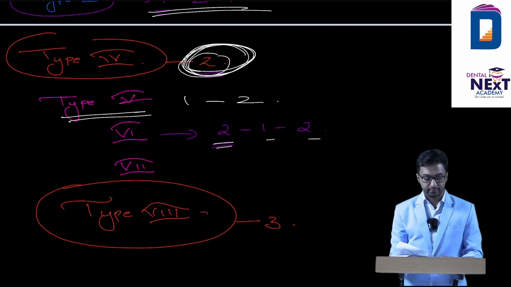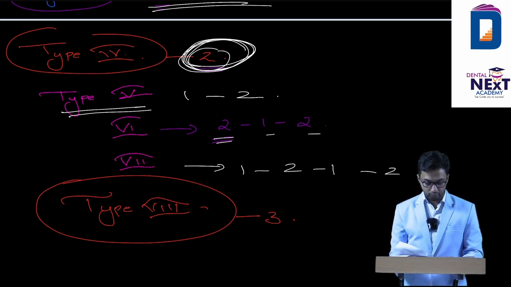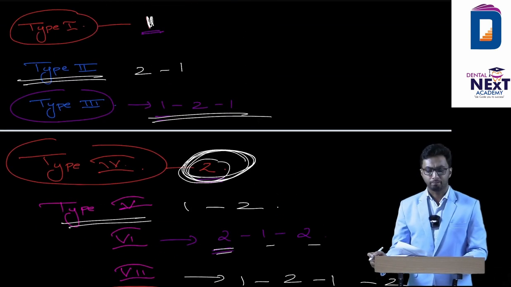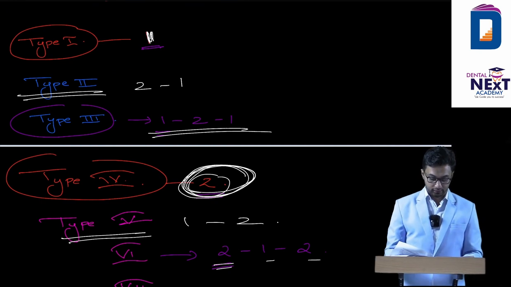Okay, 1, 2. And here it is, type 7 is 1, 2, 1, 2. Okay, 1, 2, 1, 2. Easy. I'll just write it once again. I'll explain to you once again how it is.